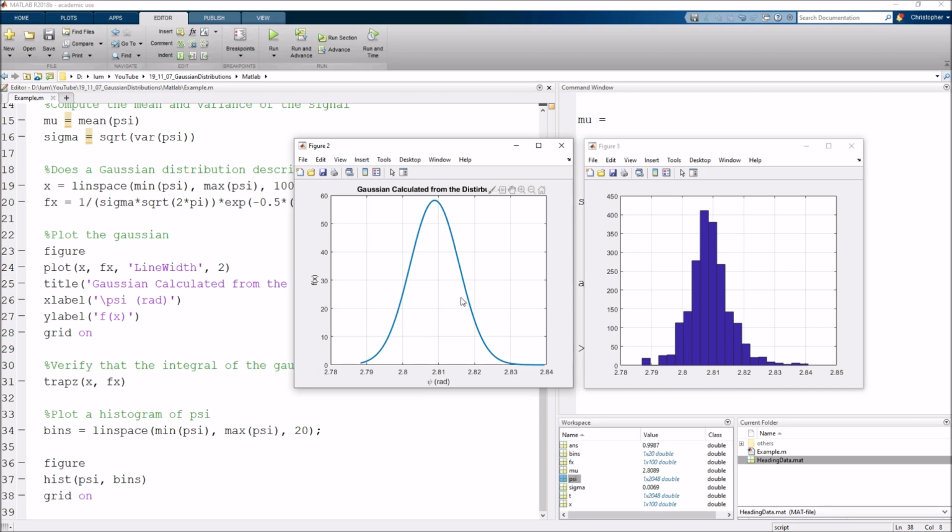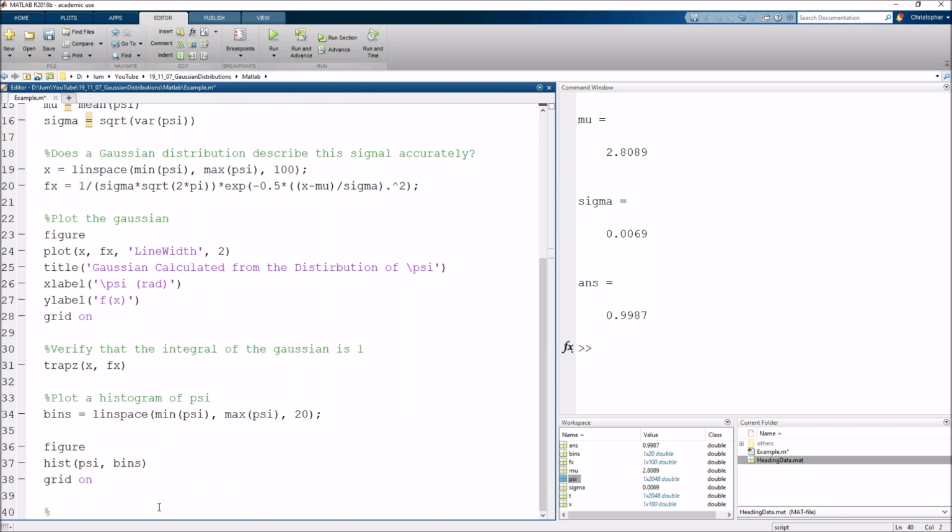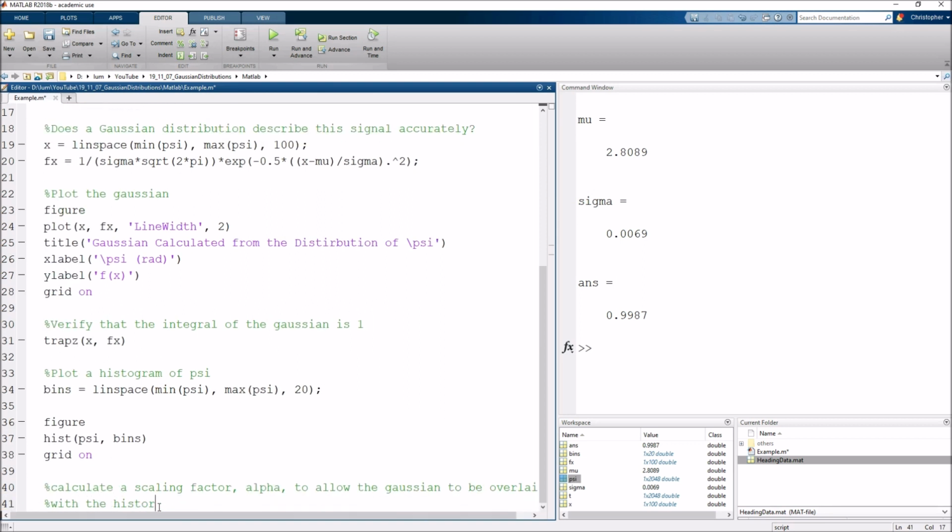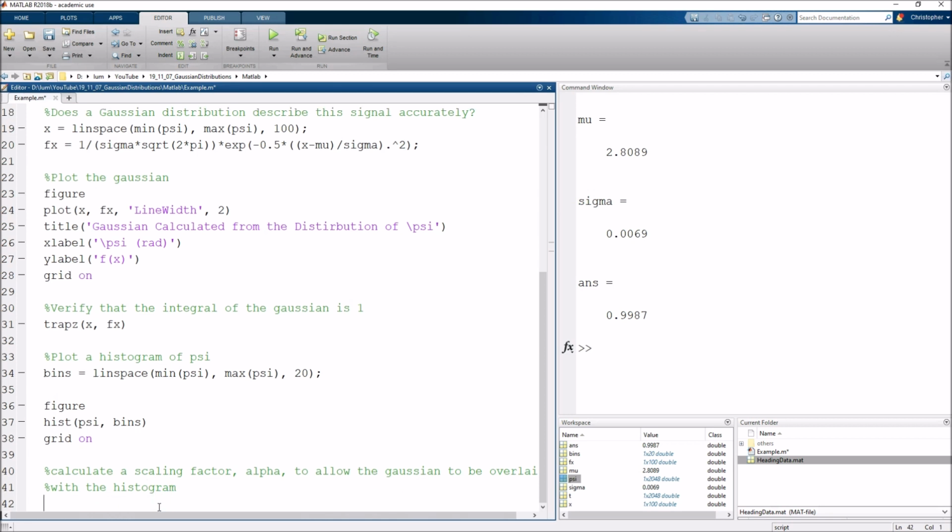So let's do this. Let's scale this Gaussian distribution by some alpha value to make it so that we can just plot it on top with the same y values. So let's just go ahead and do that. So let's calculate a scaling factor, let's call it alpha, to allow the Gaussian to be overlaid with the histogram. Okay, so let me see how we're going to do this.